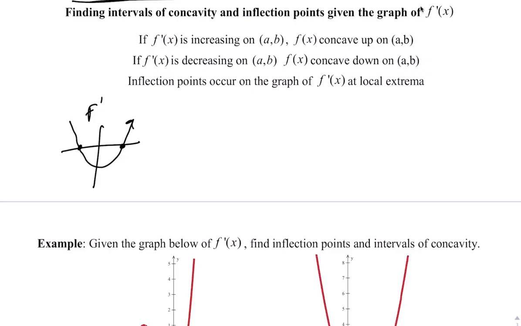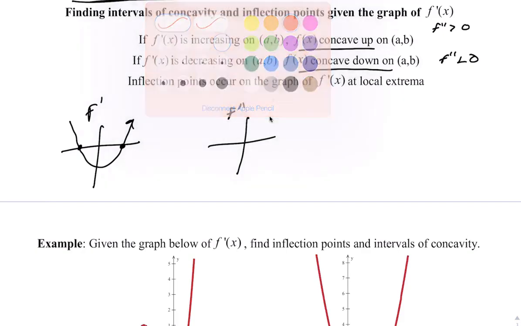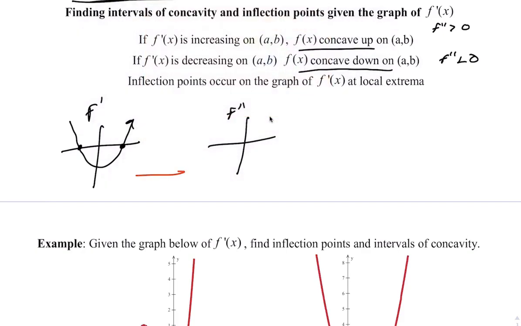Since that's f prime, I want to do the graph of the second derivative. Remember how we figure out where the second derivative is? Because remember, concavity is where the second derivative is positive. Concave up is when the second derivative is positive. Concave down is when the second derivative is negative. So if I give you a graph of f prime, how do you figure out where the second derivative is positive or negative? Well, it comes from the slopes. Anytime you look at a derivative, it's all about slope.